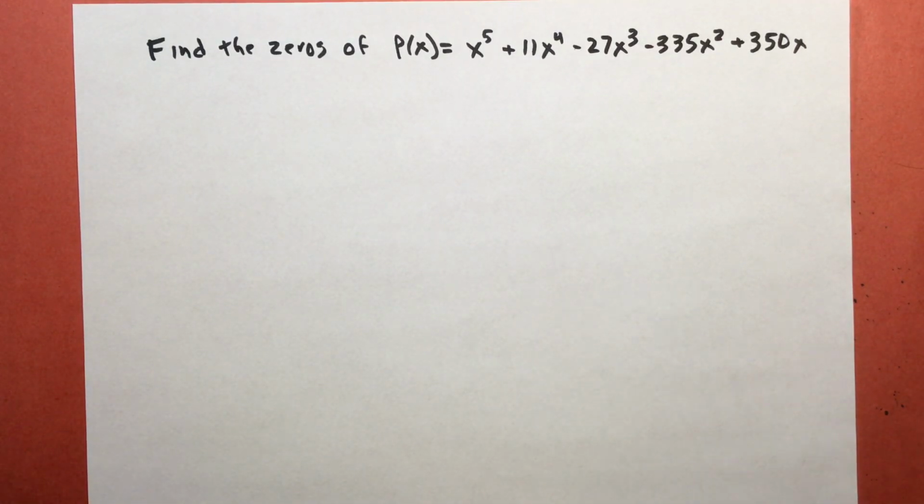Hello, welcome back. We're still going over some examples that will help you with the preparation work that will get you to, hopefully, make some generalizations about finding the zeros of polynomial functions. Okay? Try not to give away too much there. So look at this nasty thing. We want to find the zeros of p of x equals x to the fifth plus 11x to the fourth, subtract 27x cubed, subtract 335x squared plus 350x.